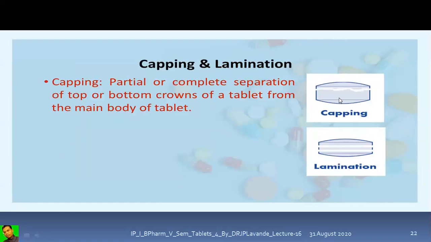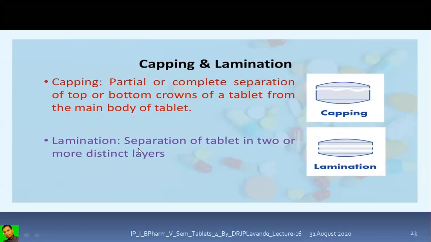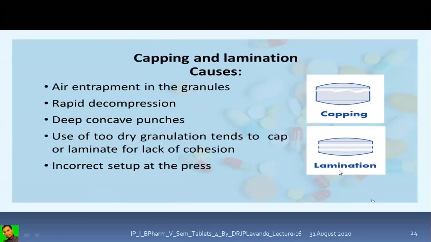So this is the capping. What is capping? Partial or complete separation of the top or bottom crown of a tablet from the main body of the tablet. This is the tablet body and this is the crown. It will get removed. While lamination is the separation of the tablet into two or more distinct layers. The tablet will get separated into two or more distinct layers. That is the lamination. So what are the causes for capping and lamination?